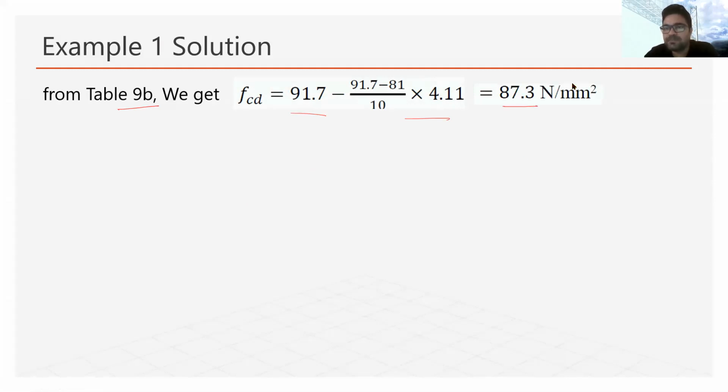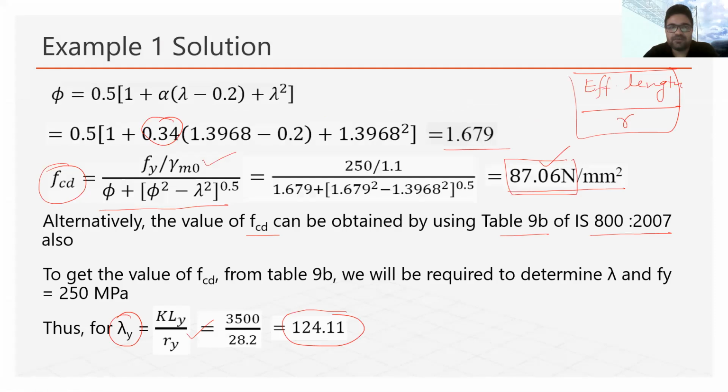So now you can see directly from the table the value of FCD along the y-axis is 87. But from the longer method, you can see all the formulas that we have used to calculate the same value. So this is the longer way, but in a shorter way, because IS code has provided the table, we can find out FCD value directly if we are able to find out lambda directly. I have shown you both of these two methods so that you have a clear idea how we find out this FCD value.